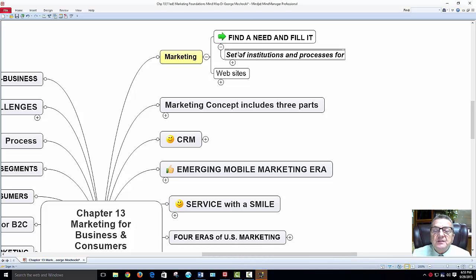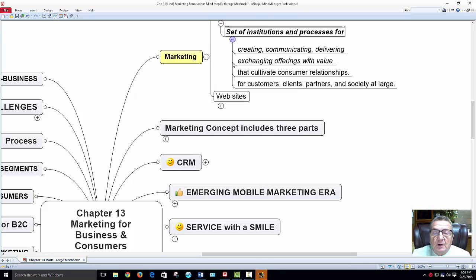Okay, now the set of institutions and processes for marketing to be able to exist, for lack of a better word, is creating, communicating, delivering and exchanging offerings. Remember, here's what I offer, because there's a lot of competition out there, other similar products. But what's the value that I add? A lot of times it could be real value, or it could be perceived value. Why does everyone want an iPhone instead of a Samsung? It's perceived that iPhones are cooler, that an iPhone is a different status.